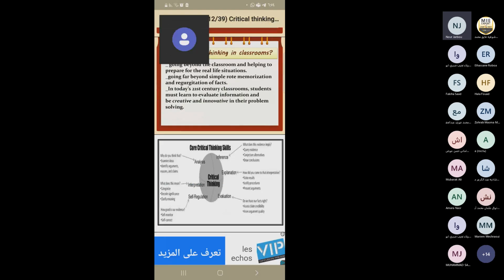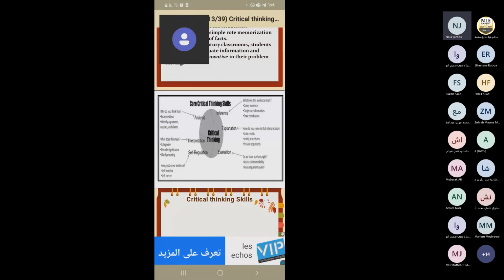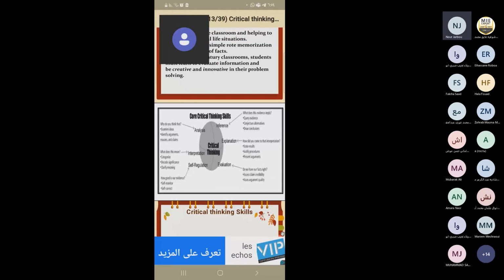Now let's go to core critical thinking skills. As I mentioned, we have six sub-skills: analysis, interpretation, self-regulation, inference, explanation, evaluation. Let's start with interpretation. Interpretation means to comprehend and express the meaning of situations, of events, rules. Now, this is the first sub-skill of critical thinking.